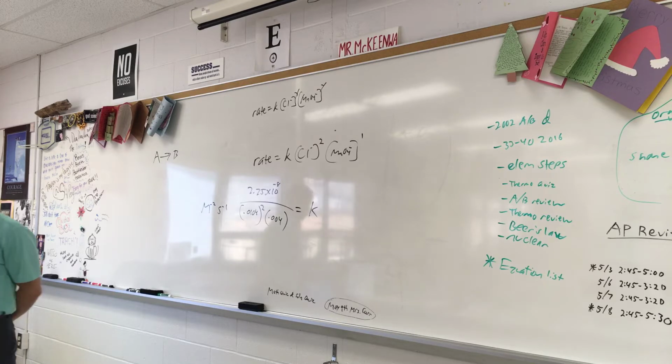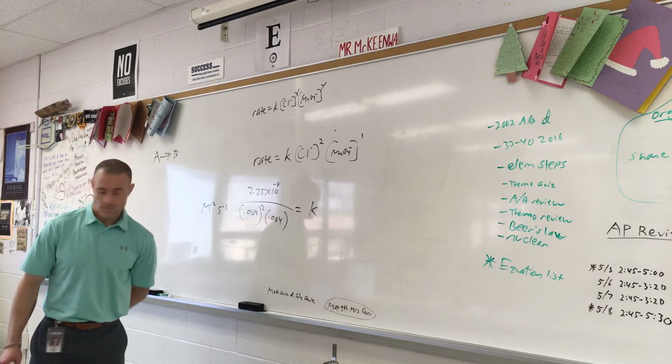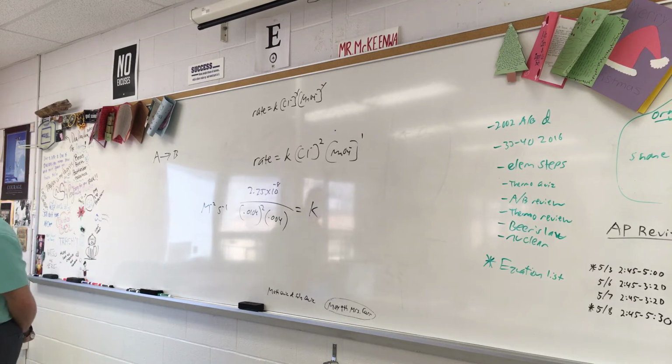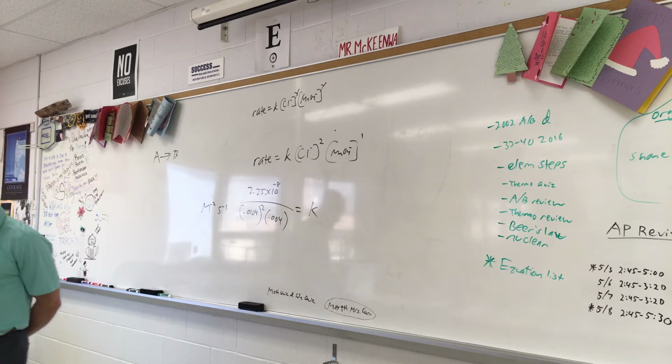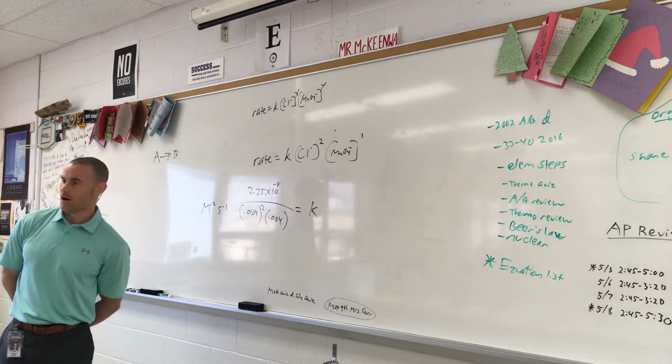What did you guys get for K? Anybody? 0.052. Yep. Okay, good. Now, hold on a second. I want to make sure. Oh, I missed C. What did I miss? Read question C. I went too fast.